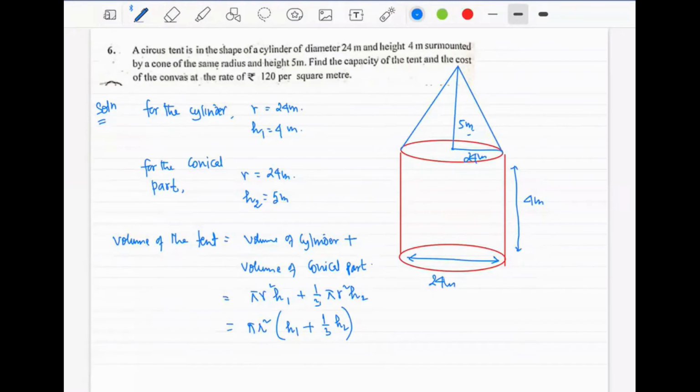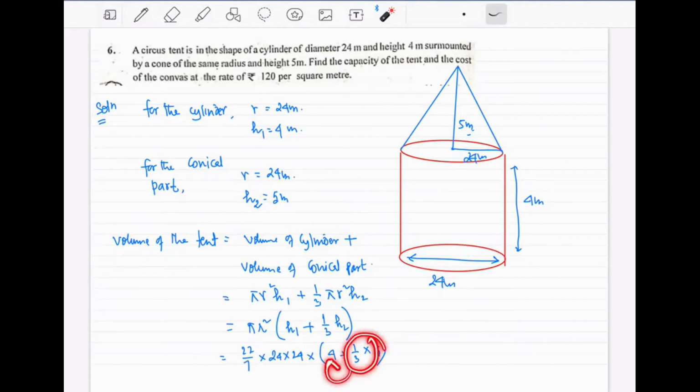Okay, time to put in the value now. 22 by 7. R is 24 into 24. H1 is how much? H1 is 4 plus 1 by 3 into 5. Whatever cancellation, we don't see any cancellation here, right? 7 and 24, we cannot cancel them. So the only thing that can happen here is you multiply this first and then add together.